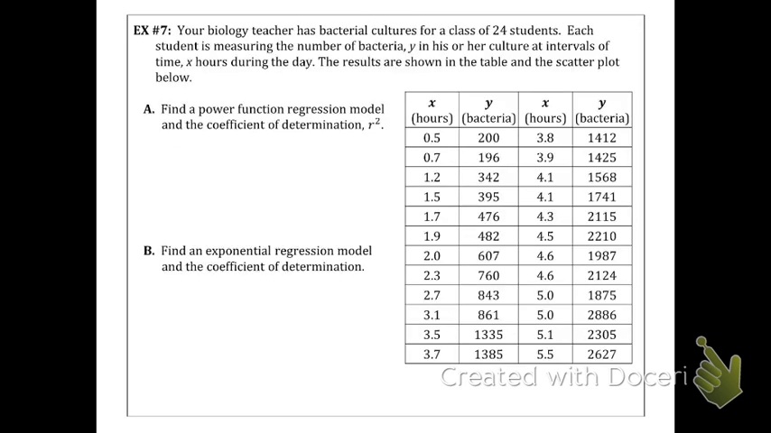All right, so example 7 says your biology teacher has bacterial cultures for a class of 24 students. Each student is measuring the number of bacteria, Y, in his or her culture at intervals of time, X hours during the day. The results are shown in the table and the scatter plot below. A says find a power function regression model and the coefficient of determination R squared.